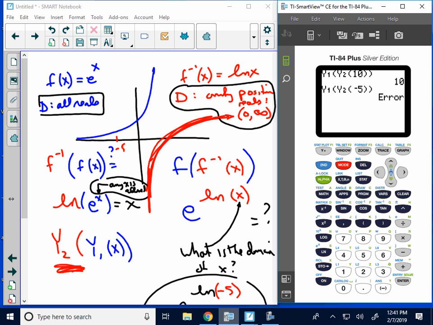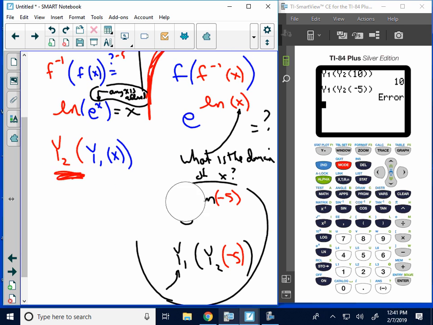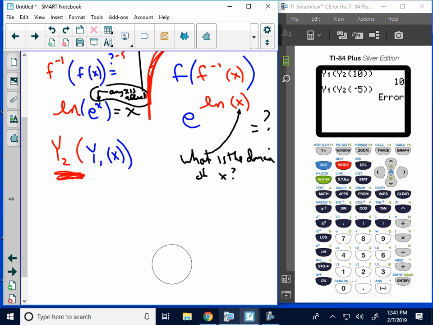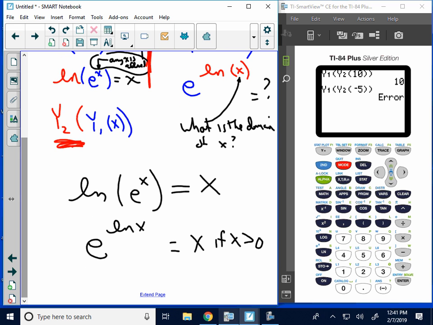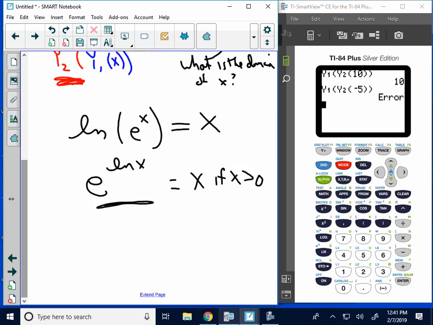So let me sort of wrap this up with logs and exponentials. We can say that the natural log of e to the x will always equal x every time. And we can say e to the natural log of x will equal x if x is bigger than 0. And if x is not bigger than 0, then this is going to be undefined. So maybe we can say that as well. E to the natural log of x is undefined if x is less than or equal to 0.